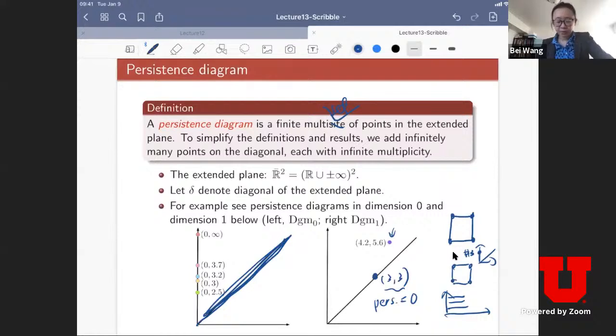Now, we're going to use the notation Dgm_0 and Dgm_1 to correspond to the 0-dimensional persistence diagram and the 1-dimensional persistence diagram. Notation-wise, this is what's called the extended plane: if I have a real line, I specify whether it includes plus or minus infinity, squared. And to be fair, Delta is the symbol corresponding to the diagonal.